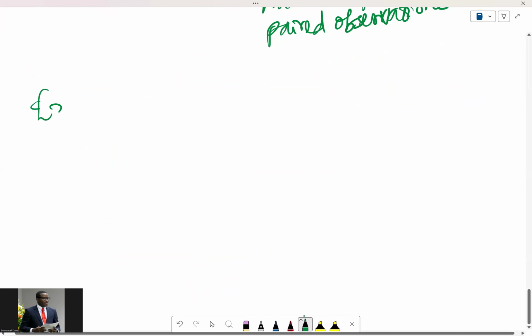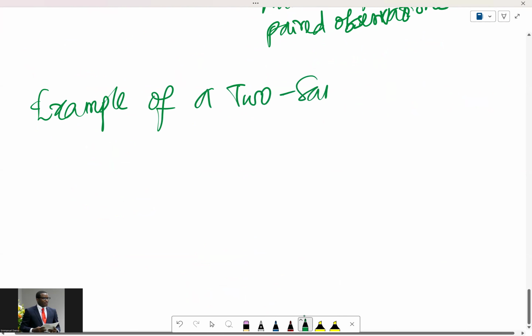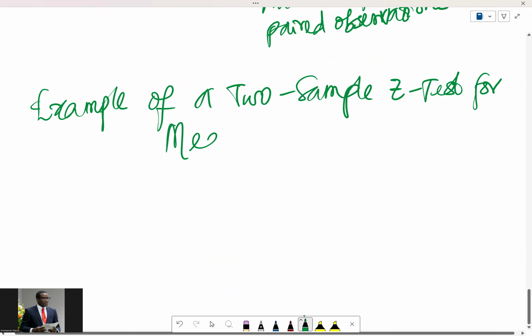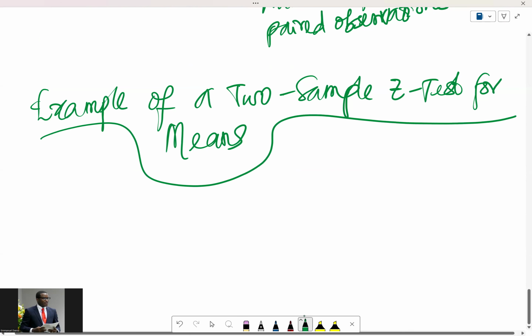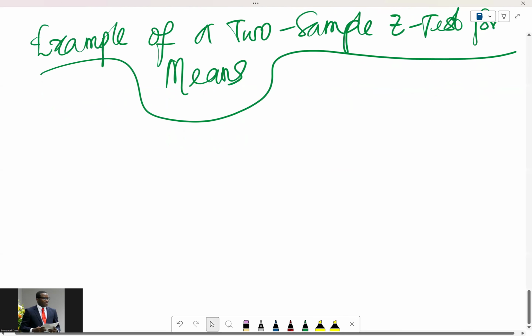So I'm going to take an example of a two sample Z test for means. Whatever you get for means, you can extrapolate. You can follow the same style for proportions and all that. So, an example of a two sample Z test for means.